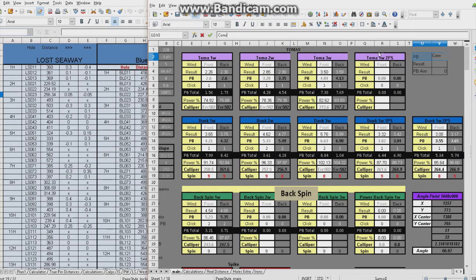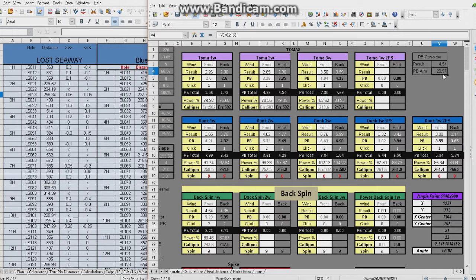Actually, we can just put that PB converter here, and then we'll just merge these two cells, and then center it. And then it's a very simple table we just made. Our result is 4.54, and that's going to give you your PB, 29.97.